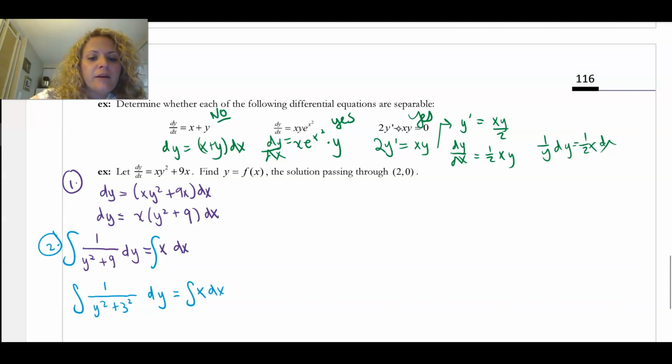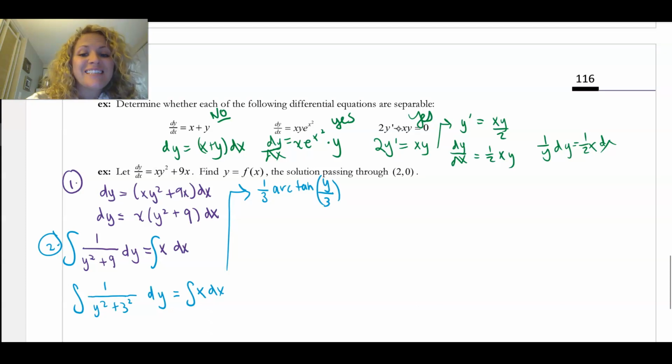All right, so if we recall, when we have a value that's not 1 for arctan, it's going to be 1 over a, so 1/3, because a squared is 9, times the arctan of, it's going to be y instead of x, y over 3. So that's the left side of the equation. The right side is just 1/2 x squared plus c. All right, so that is the integration step.